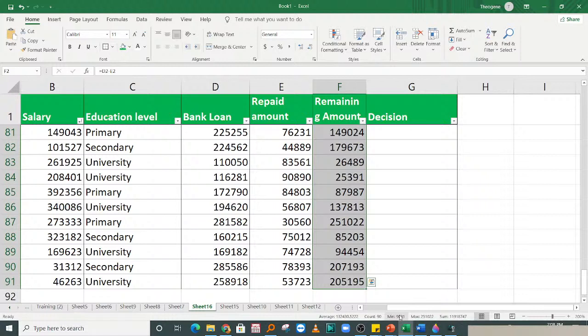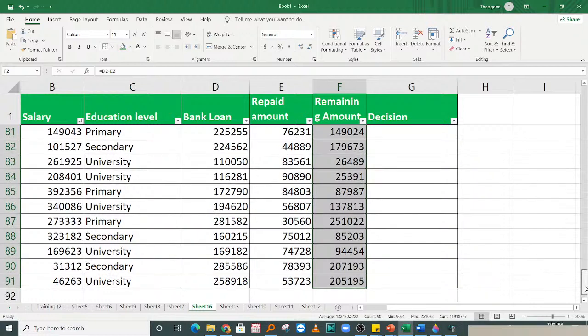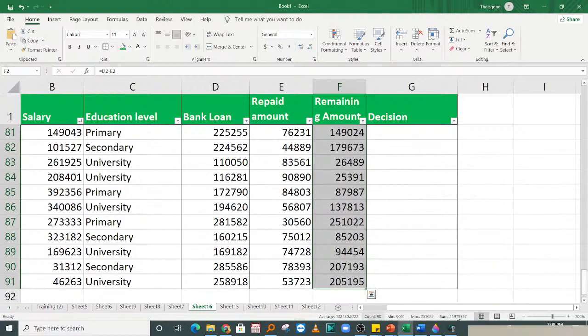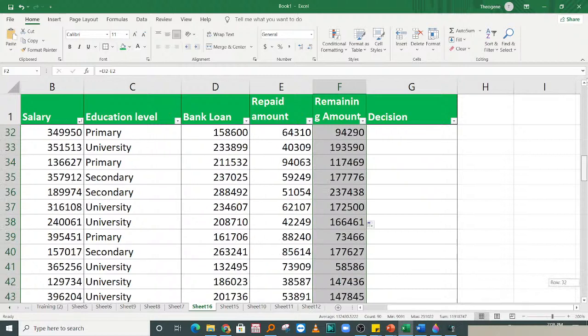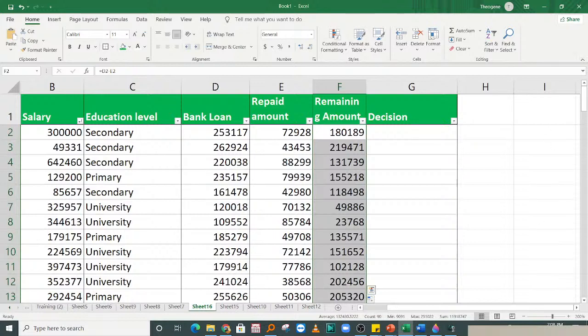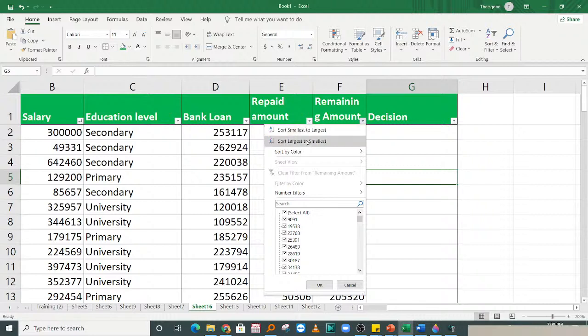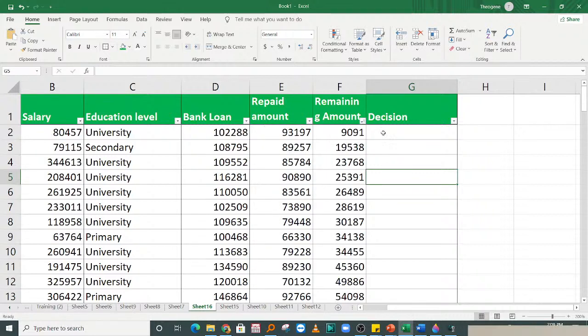So the maximum, or if I want to see the minimum and maximum, I can look at this status bar here down. Okay, but also I can sort. I can say, okay, let me sort from lowest to highest, smallest to largest. So the smallest amount is this one, 99091.